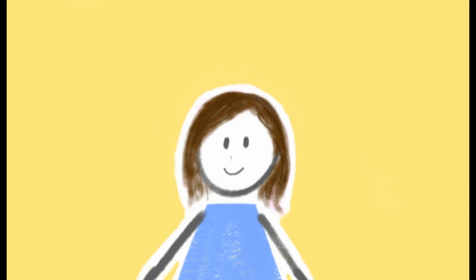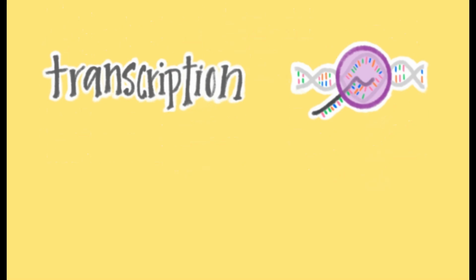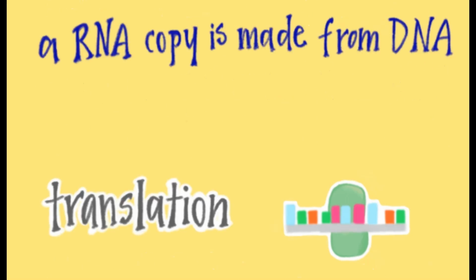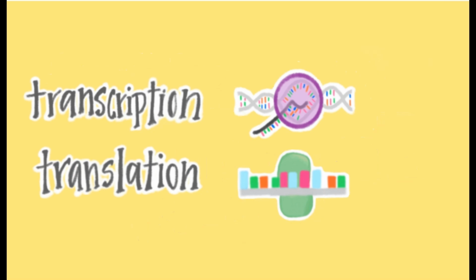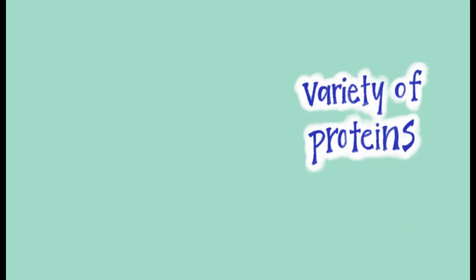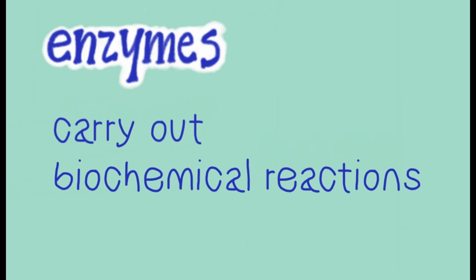Now we can finally get to the topic of today's video, protein synthesis. There are two parts to this process, transcription and translation. During transcription, an RNA copy is made from DNA, and during translation, that RNA is read by ribosomes and the protein is made. For the sake of time, I will go over transcription right now, and in part 2, I'll discuss translation. During transcription, a variety of proteins called enzymes are used to carry out the reactions of each step.